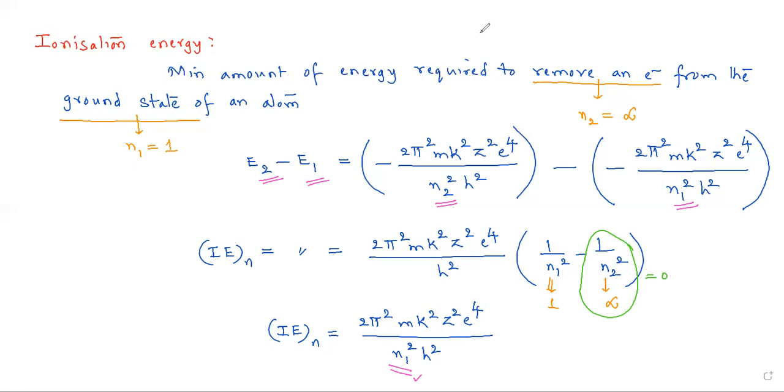Now, if you want, you can give the same thing in terms of potential also. Instead of the energy required to remove an electron, if suppose we consider the potential difference that must be applied, that is called ionization potential. Okay, in terms of potential also it can be given.